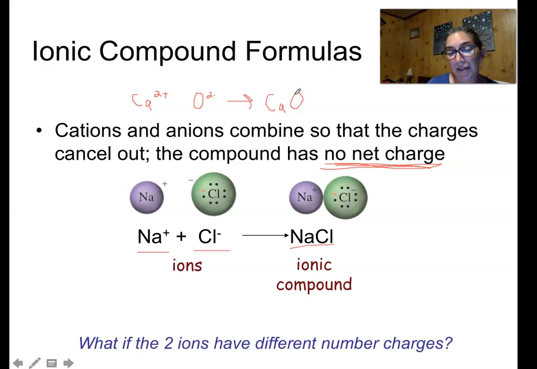But what happens if the two ions have different number charges? Like one is +1 and the other is -2. Like if you wanted to put sodium and oxygen together, or calcium and chloride together, then we have to do a little math.